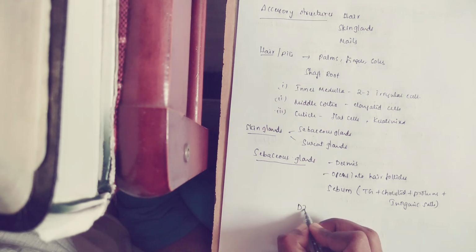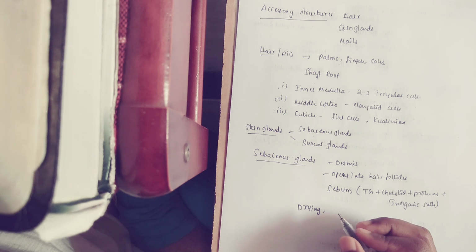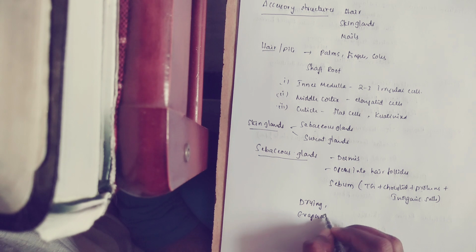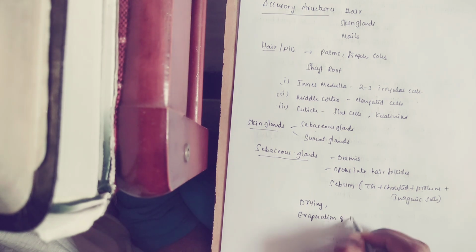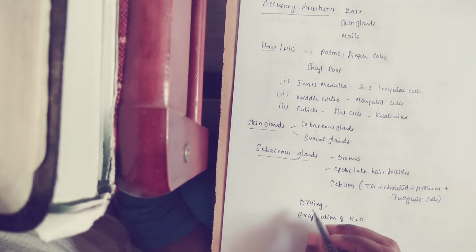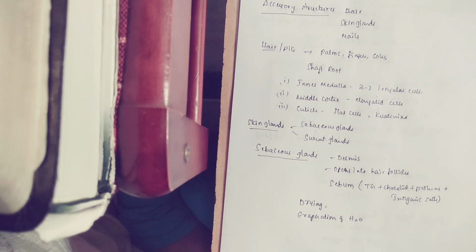Sebum prevents the skin from drying and also prevents the evaporation of water from the skin. These are the two main functions of sebum. This is regarding the sebaceous glands.